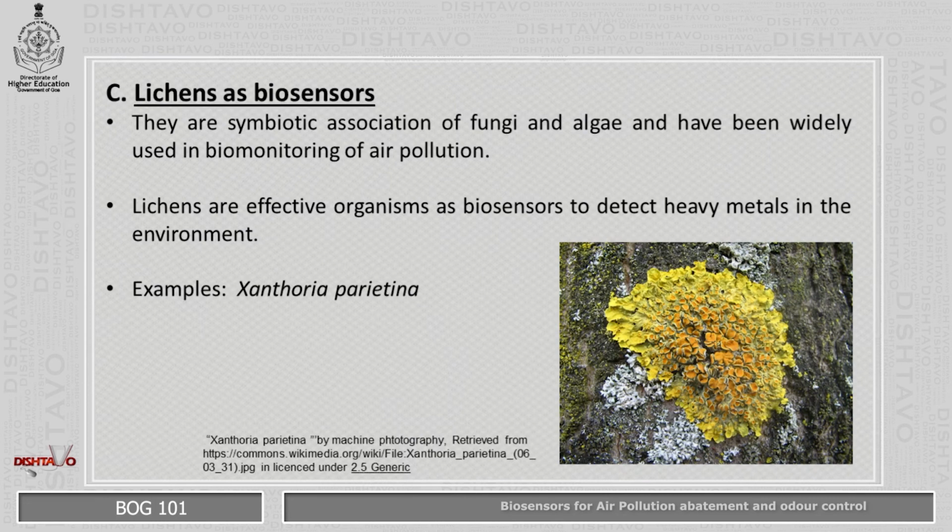Next one we have lichens as biosensors. They are the symbiotic association of fungi and algae and have been widely used in biomonitoring of air pollutions. Lichens are effective organisms as biosensors in order to detect heavy metal in the environment. So we know that they are widely used in biomonitoring of air pollution. They tolerate high concentration of heavy metal by sequestering element extracellularly in order to produce lichen acid complexes. So here we have the example of lichen which is used as a biosensor. It is Xanthoria parietina.